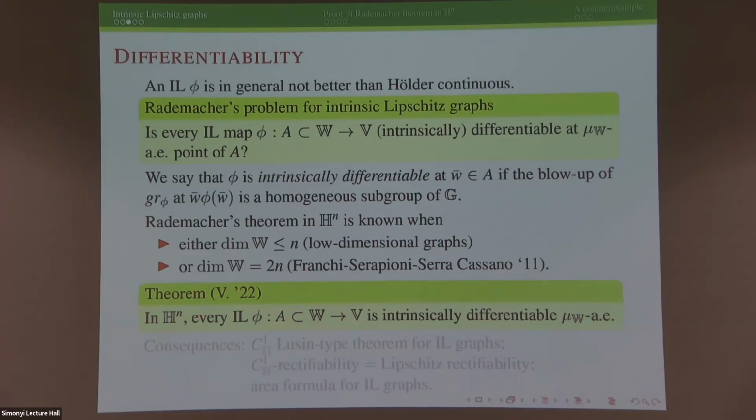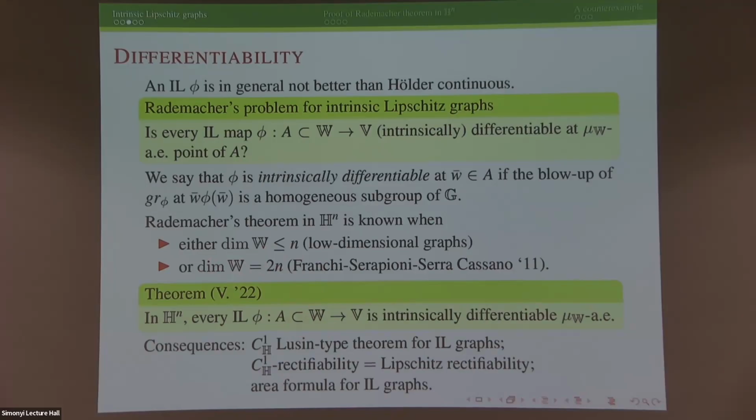So now we know that in Heisenberg, every intrinsic Lipschitz map is always intrinsically differentiable almost everywhere. Somehow my proof uses, at some point, the case of codimension 1 at some strange point, but I use it. This theorem has a few consequences which I believe are interesting.